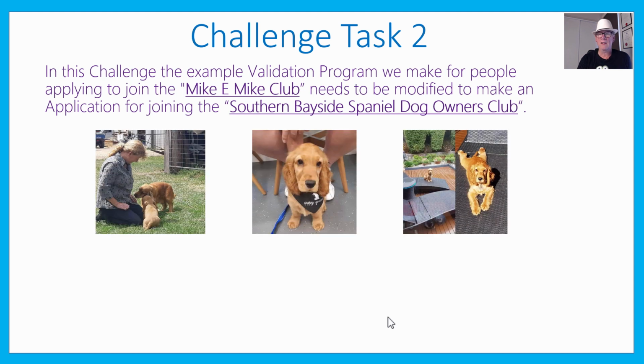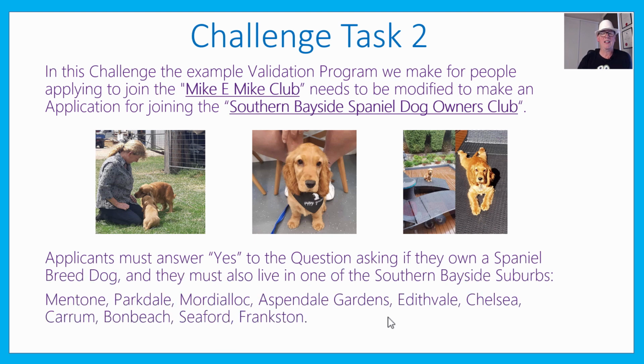That's a mouthful. So there's little Murphy, and he could be a member of that club because he is a Spaniel type dog. And applicants must answer yes. So you're going to ask the applicants, do you own a Spaniel breed dog? And they'll have to answer yes. And then you'll ask them what suburb they live in, and they'll have to live in one of these suburbs in Melbourne, which is a Southern Bayside suburb.